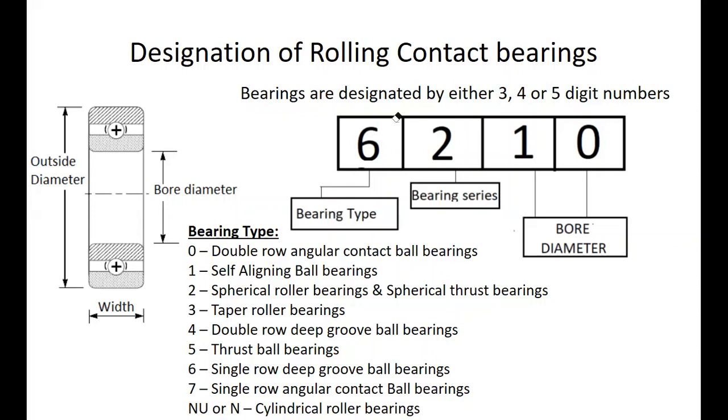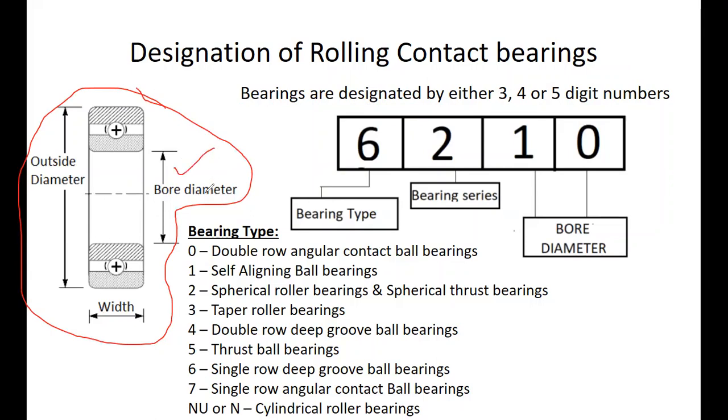If you see here, a bearing has a bore diameter, an outside diameter, and a width. The specific three terms that can be known from the bearing designation are the bearing type, which type of bearing it is, the bearing series, and the bore diameter.